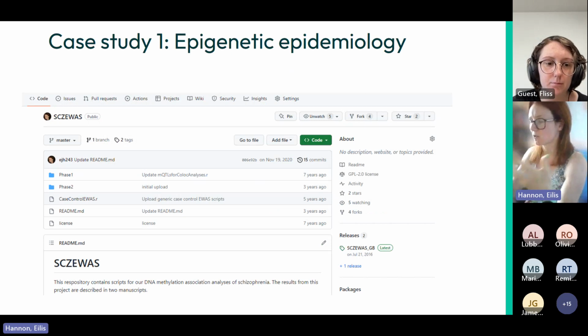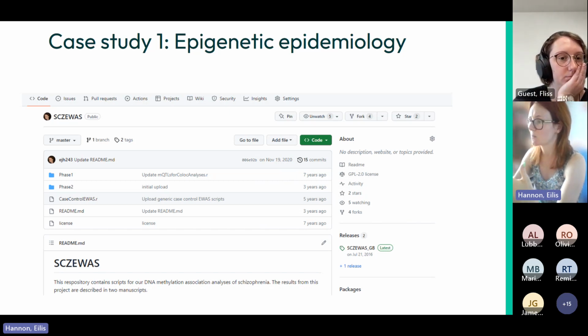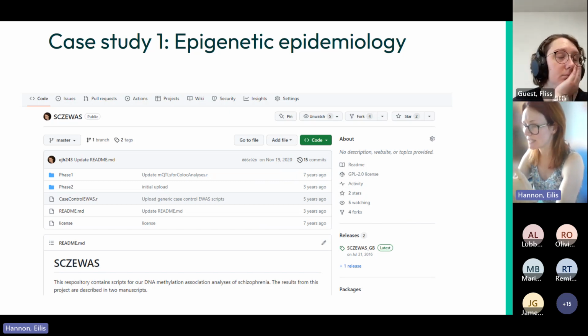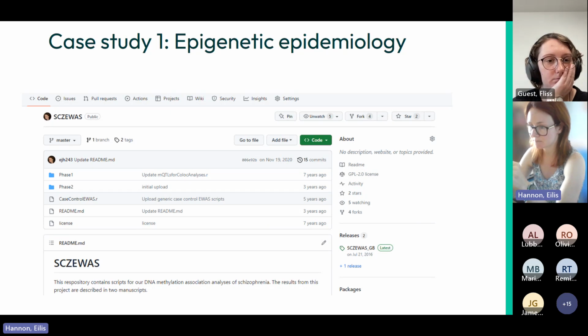So this isn't going to be a software product. It's very much a documentation of the code that we ran to perform these analyses. And so the mechanism for doing this was to put it in a GitHub repository, because GitHub is a place where people know to look for these things. It's an accepted route by the journal that we published in to host these data.